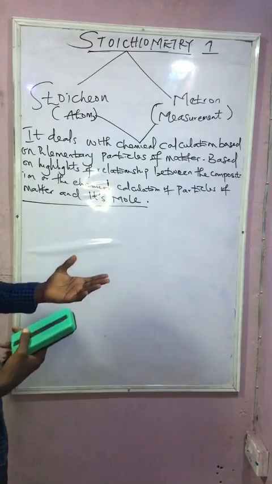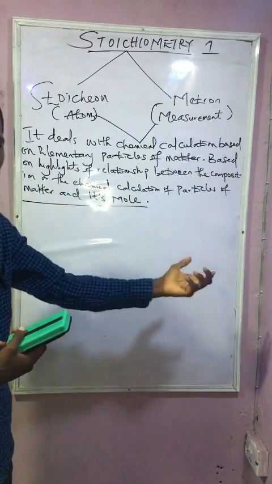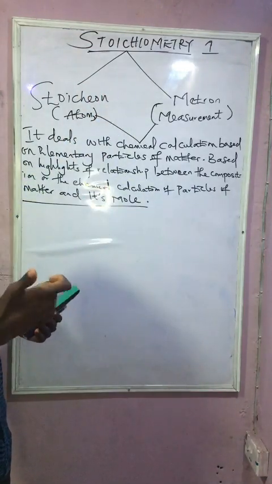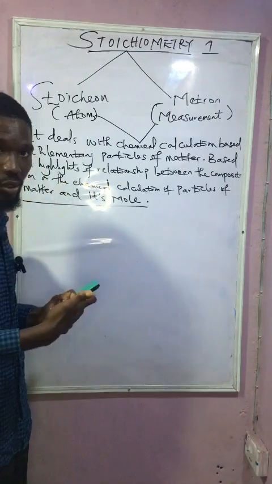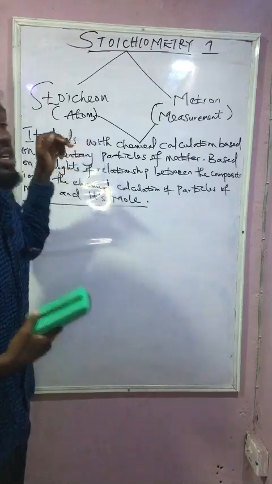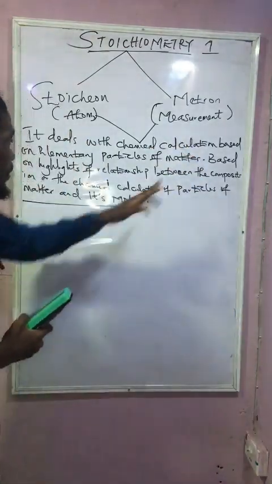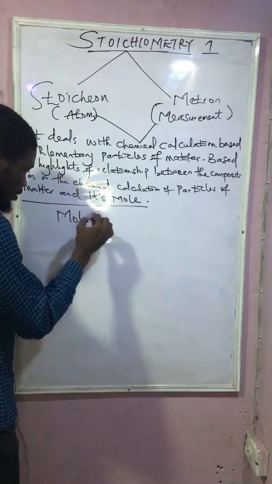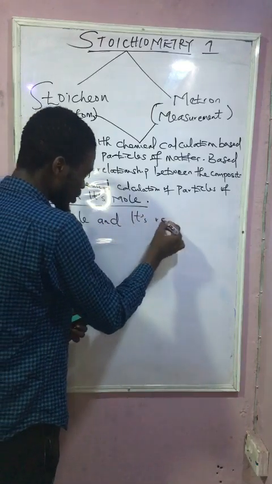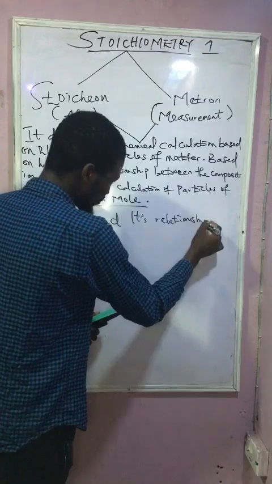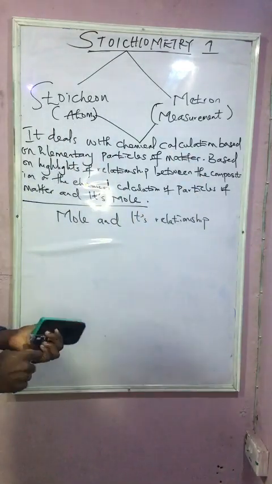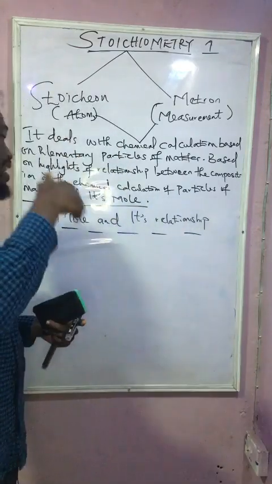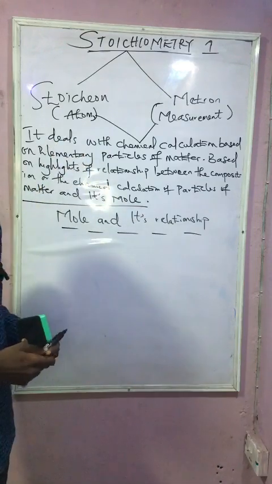So how does it relate to the relationship between the composition and its mole? It is very simple. And one thing you should know about this stoichiometry as an undergraduate is that you need to understand what moles entail. And if you observe here, I made mention of atom as well as what? Measurement, matter, and what? Its mole. So the next one to take a look at now is mole and its relationship. So how do we tackle something like this? When we talk about moles and its relationship, we want to take a look at how mole has effect on stoichiometry. So guys, let's take a look at that.